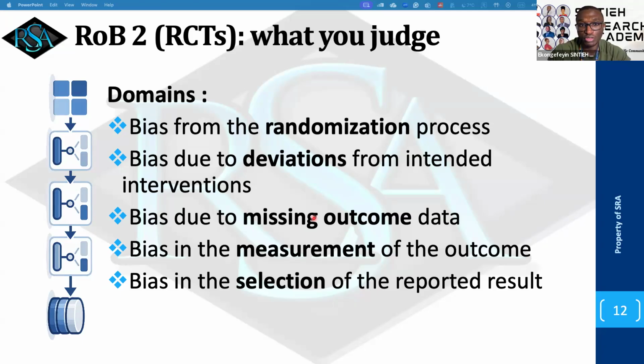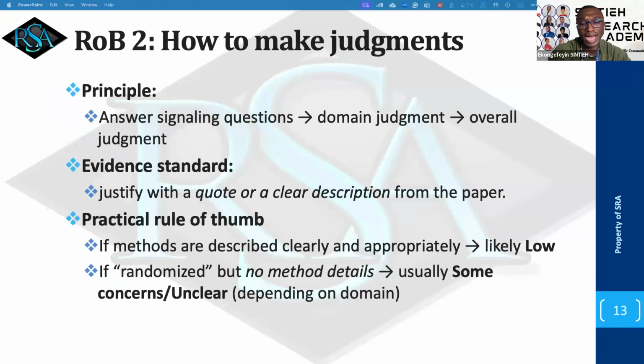So for RoB 2, you have a domain for randomization, deviation, missing outcome, measurement, and selection of reported results, and not just selection, but how the results were reported. So these are the core domains that you find in RoB 2. And how you assess them is by basically answering what they call signaling questions. And then once you answer the signaling question, you move now to say, okay, was this high or low risk of bias? And then at the end, once you've done that for all of the domains, you are going to give the overall judgment of that study.